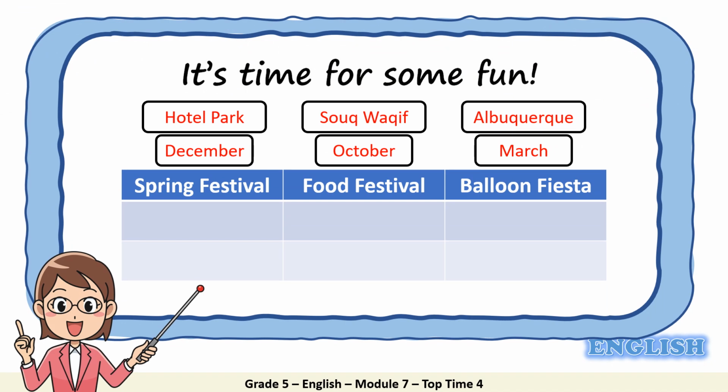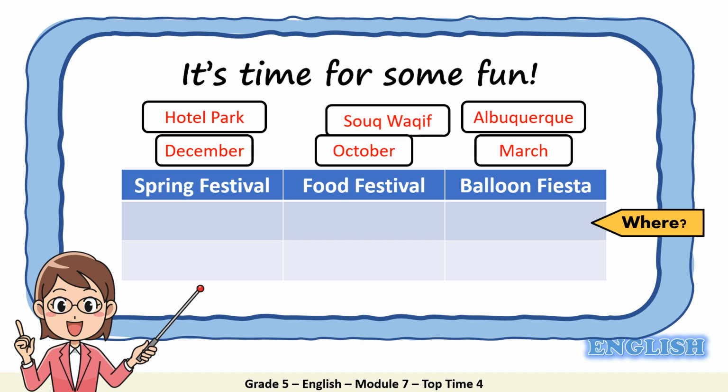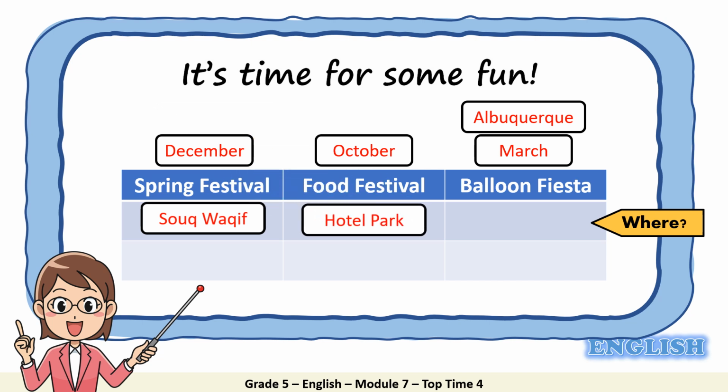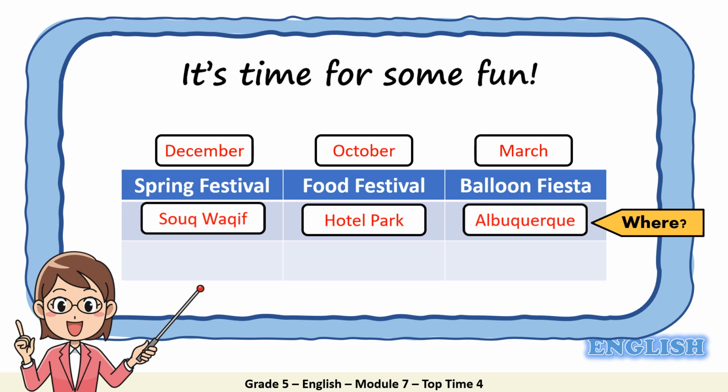Let's check together. Let's see where these festivals take place. Let's start with the Spring Festival. Where does it take place? That's correct, in Souk Waqif. What about the Food Festival? That's right, in the Hotel Park. Okay, the last one is the Balloon Fiesta. Where does it take place? That's correct, in Albuquerque city.